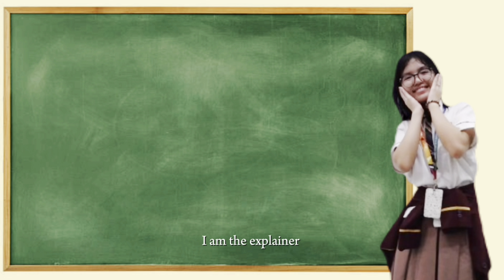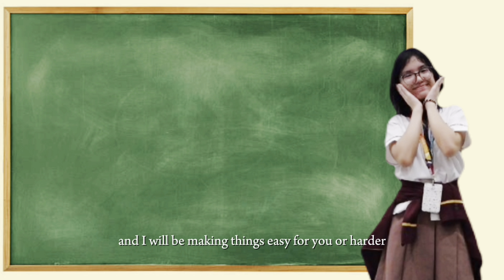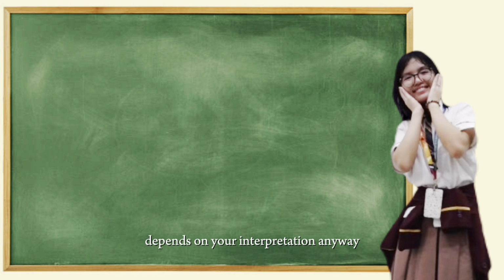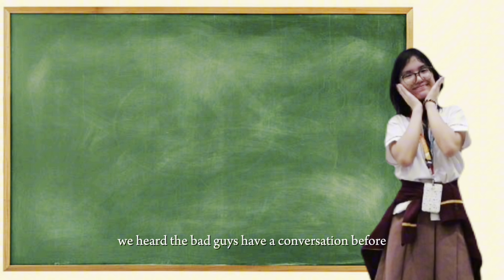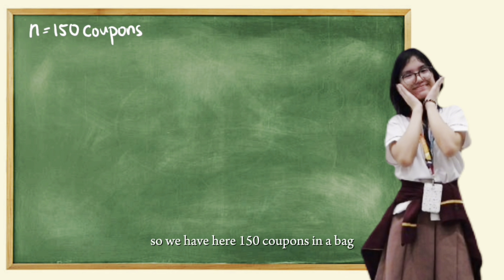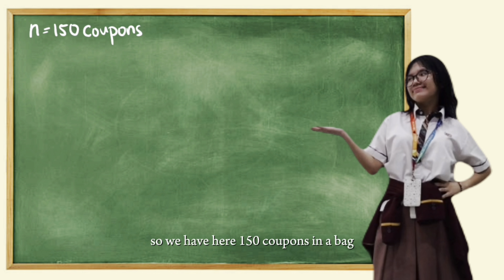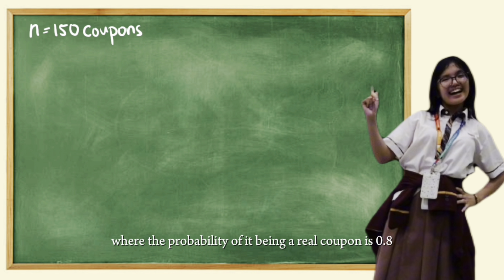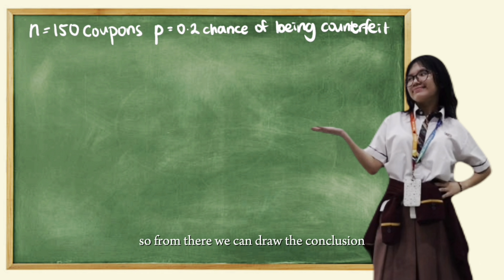Hello everyone and Mr. Argy. I am the explainer and I will be making things easy for you or harder, depending on your interpretation. Anyway, starting off where we left off, we heard the bad guys have a conversation before about coupons. So one of them asked about the probability of counterfeits. We have here 150 coupons in a bag, where the probability of it being a real coupon is 0.8. So from there we can draw the conclusion that the probability of there being fake coupons, aka counterfeits, will be 1 minus 0.8, which is 0.2.